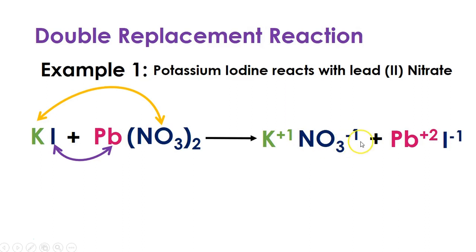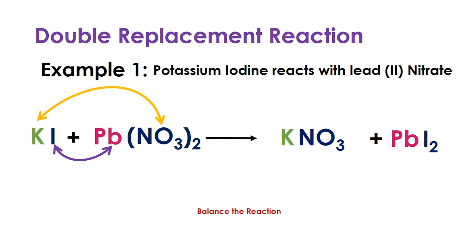You have to consider the charges in order to make our new products. So right here we have potassium with a positive 1 charge and nitrate with a negative 1 charge. That's going to form KNO3. Lead(II) iodide is going to form PbI2. The last thing that you need to do is just balance the chemical reaction. So you can see we can put a 2 in front of potassium iodide to balance out our potassiums and our nitrates on both sides of the reaction.